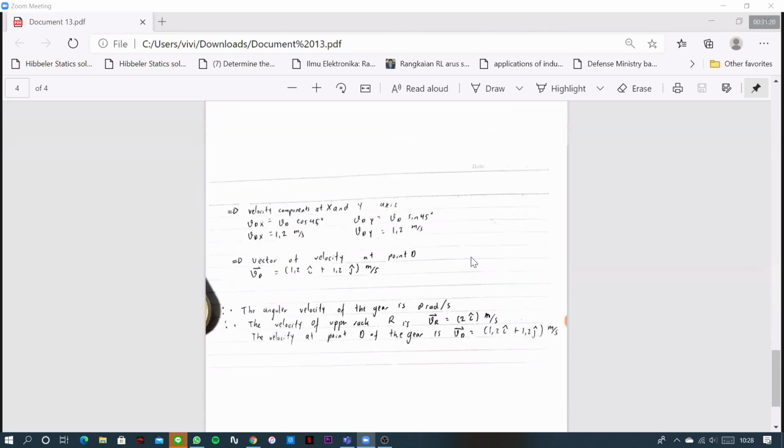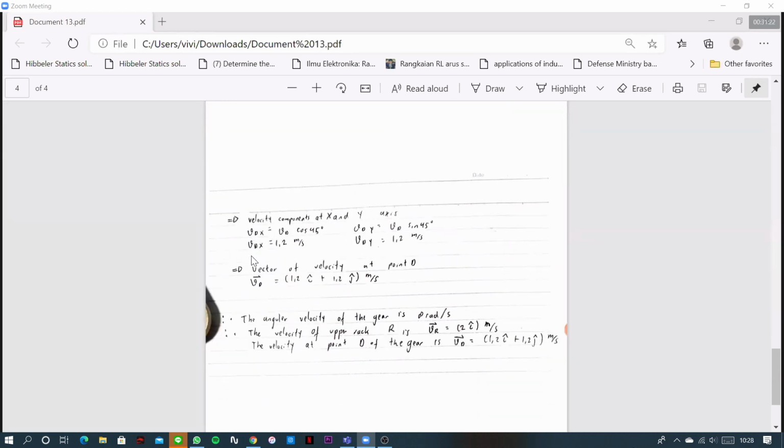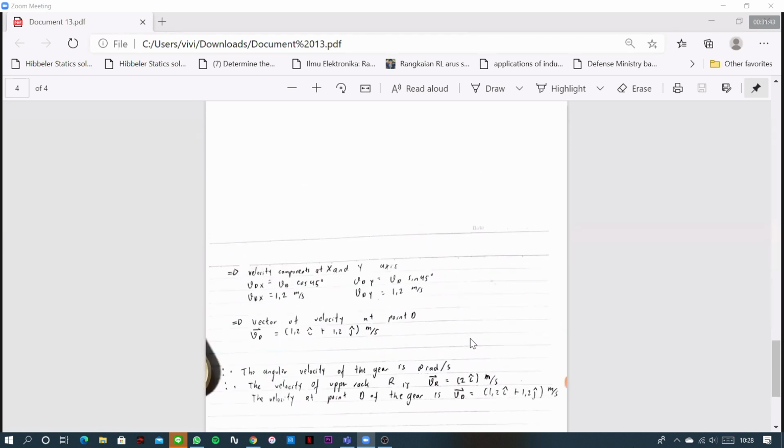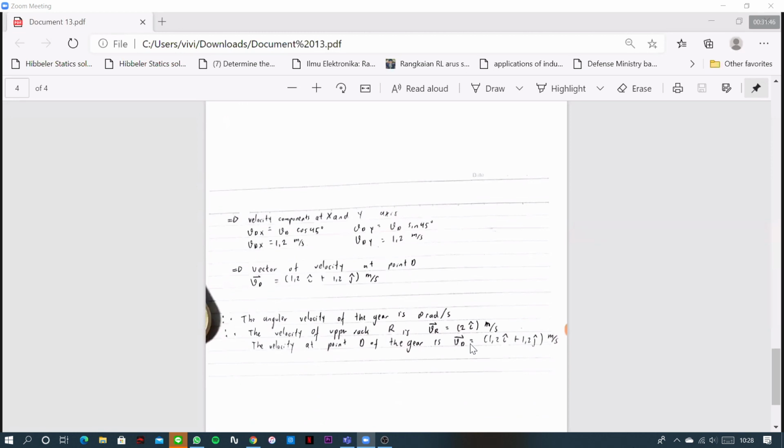And then after that, I just calculate the velocity components on the X and Y axis, and from that we get 1.2 on the x-axis and 1.2 on the y-axis. So the velocity vector is 1.2i plus 1.2j meter per second. And then I think that answers the question.